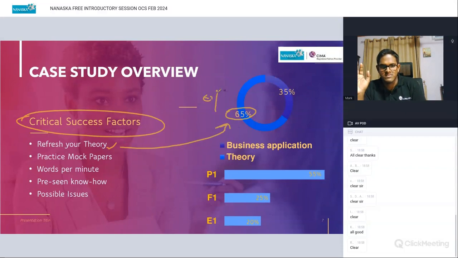If you know your theory, E1, F1, and P1, that's huge. 60 to 70% is huge. It's more than a huge majority. So if you know your theory subjects, E1, F1, P1, you are good to pass. But if you have problems with those, don't worry, we have the refresher theory sessions to help you out.